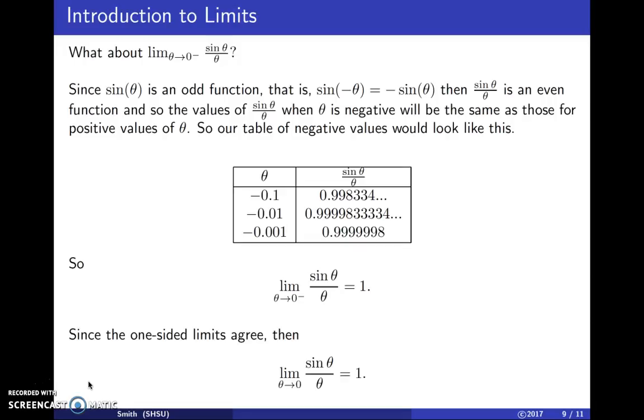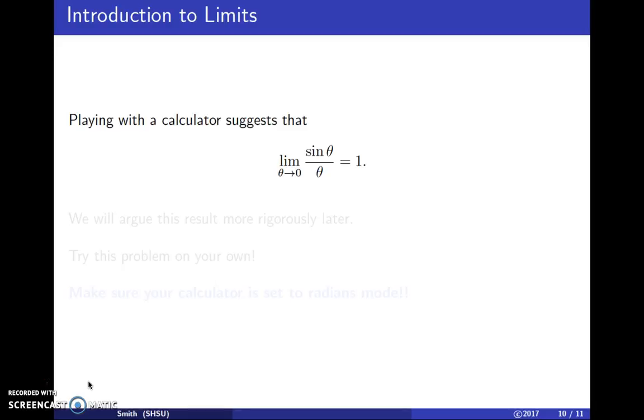And since the one-sided limits agree, the limit as theta approaches 0 from above is 1, and the limit as theta approaches 0 from below of this fraction is 1, then the limit as theta approaches 0 from any direction of sine theta over theta is equal to 1. Playing with a calculator here suggests that the limit as theta approaches 0 from either direction of sine theta over theta is equal to 1. We will argue this result more rigorously later because it is an important one for this course.